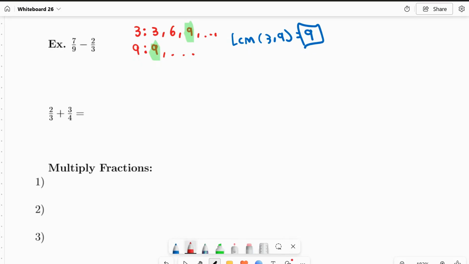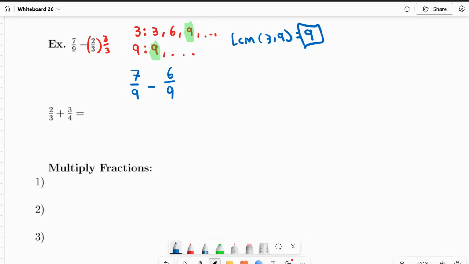My first fraction here, I have 7/9, so I don't need to do anything to that denominator. But for my second fraction, I need to make the denominator 9, so I'll have to take 3 times 3. So doing this, my first fraction stays the same, minus, then multiply my numerator, so 2 times 3 gives me 6, and then 3 times 3 gives me 9. This is an equivalent fraction to what I just started with.